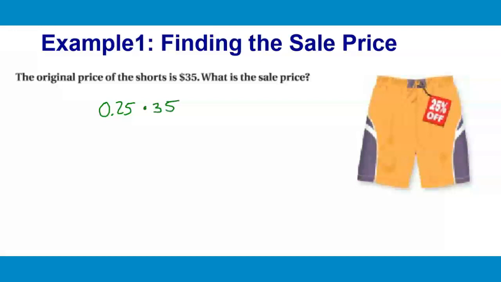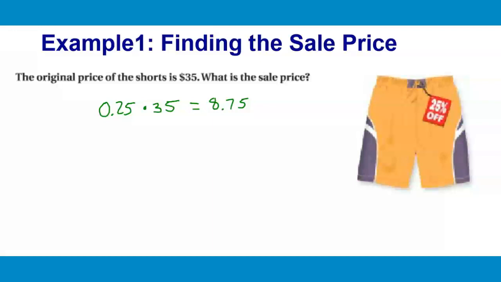So now I pick up my calculator and do that. 25% of 35. So just type that in. 0.25 times 35 equals $8.75. Now that is the discount. That's the amount that we are decreasing 35 by.